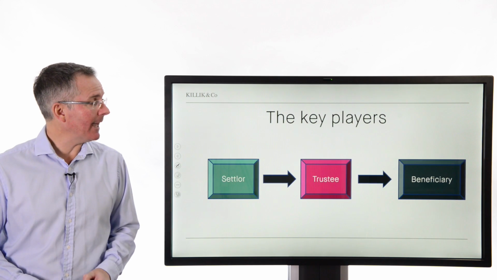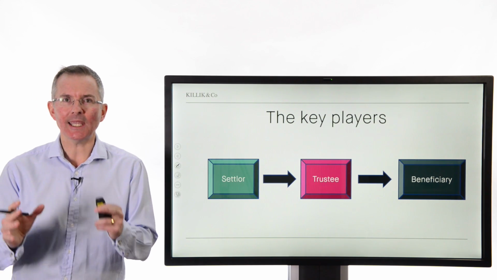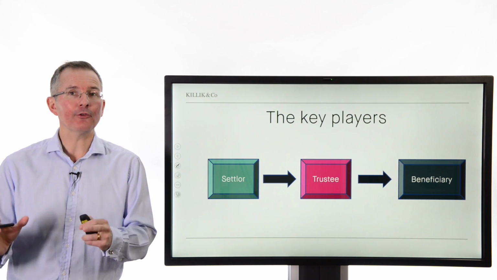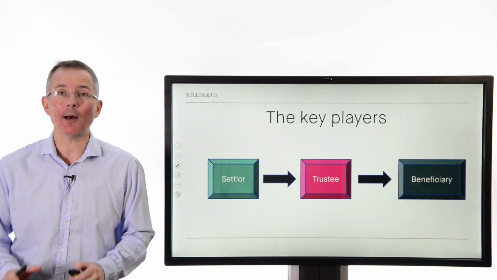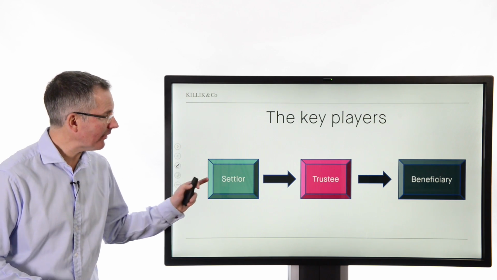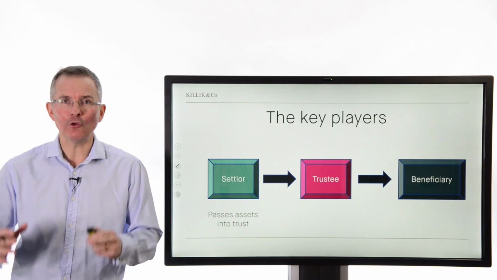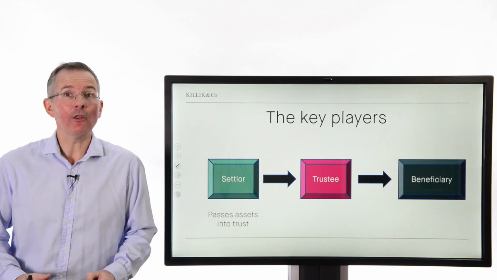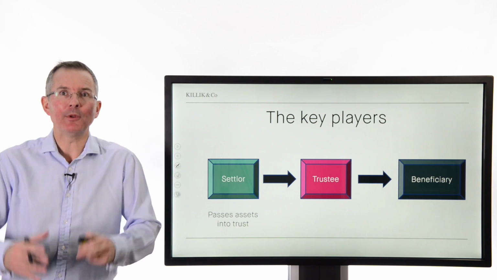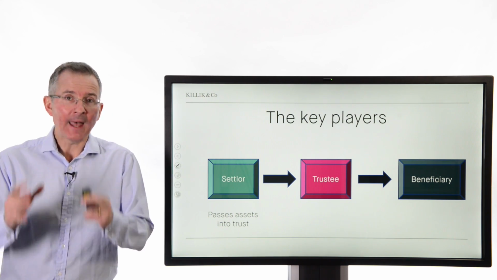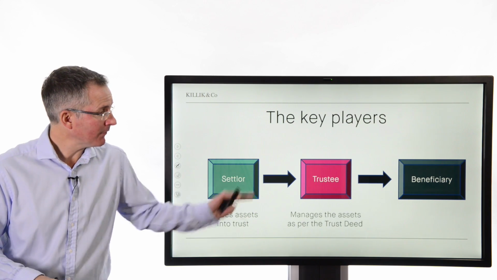So, who are the key players? Now, with all trusts, there are three key players, and there's quite a lot of choice, depending on the type of trust you set up, about who these players are. You have a settlor. Now, a settlor is the person who puts assets into trust. Those assets could be property, investments, and so on. They're called the settlor. And they can also be one of the trustees.